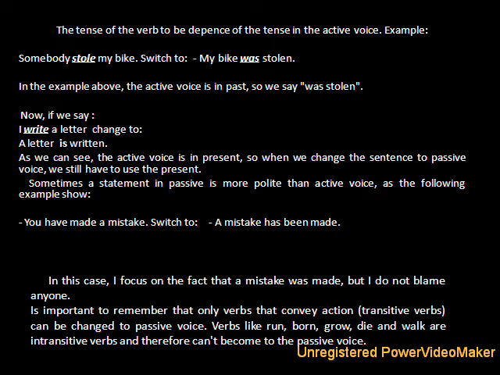The tense of the verb to be will depend on the tense in the active voice. Example: somebody stole my bike. Switch to: my bike was stolen. In the example above, the active voice is in past, so in the passive we say was stolen. Now, if we say I write a letter, that will change to a letter is written. As we can see, the active voice is in present, so when we change the sentence to passive voice, we still have to use the present.